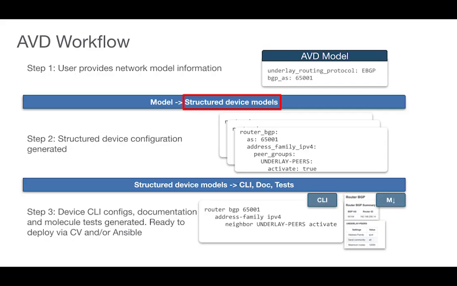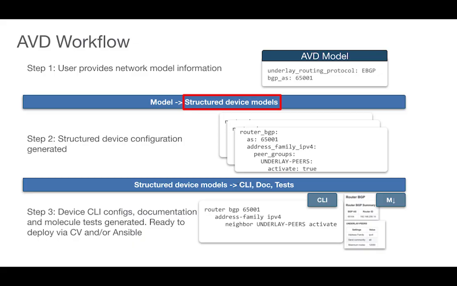I thought it might be helpful to step back and talk about how AVD works, and just a quick slide on the workflow. The AVD itself has a data model that's going to describe your network fabric, and has a series of key value pairs, lists, things like that, that describe the fabric itself. From there, you use the EOS designs role within AVD to create structured device models. Those structured device models are really just the configuration of the devices, but in a YAML format.